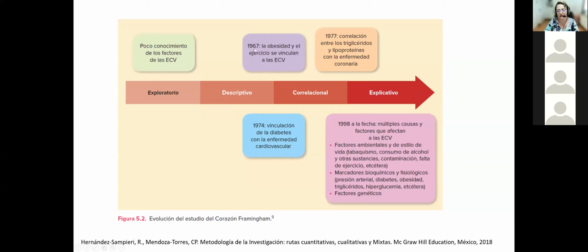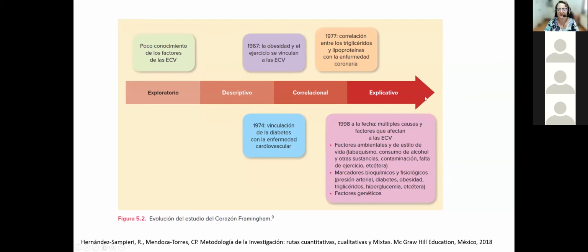We're talking here about 1967, last century. In the 70s, there was a relationship between diabetes and heart disease. So as time goes by and as knowledge advances, methodological strategies also progress. In the 1970s, there was a connection made between lipoproteins and triglycerides and heart disease. And in the 90s, we see competing risks, environmental factors, lifestyle, biochemical markers, genetic markers. All of these factors are now part of the analytic research that accounts for these causes.